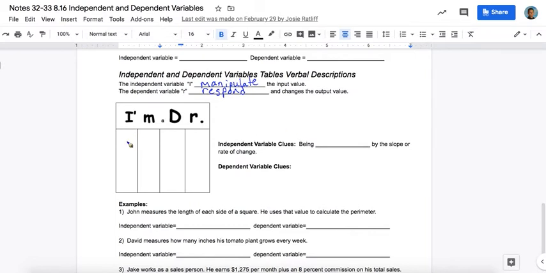So I is the independent. So independent, I manipulate the dependent variable, which then responds.